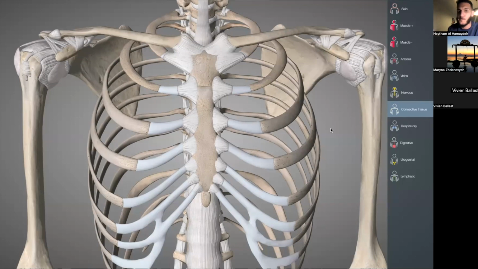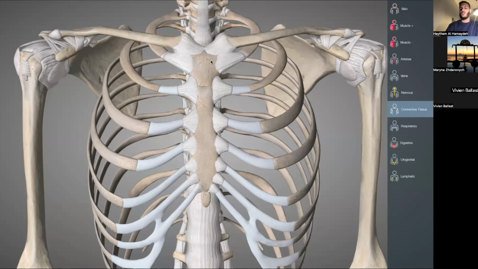One half of the rib is articulating with the manubrium, and the other half is articulating with the body of the sternum. As we said, the sternum is an unpaired, flat bone, and it articulates with the superior 7 ribs, rib number 1 to 7.